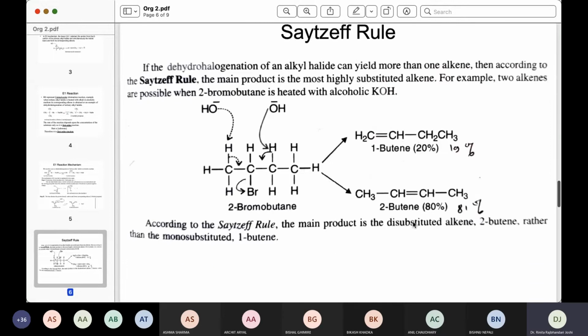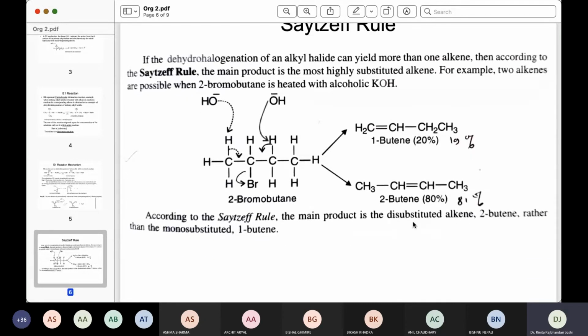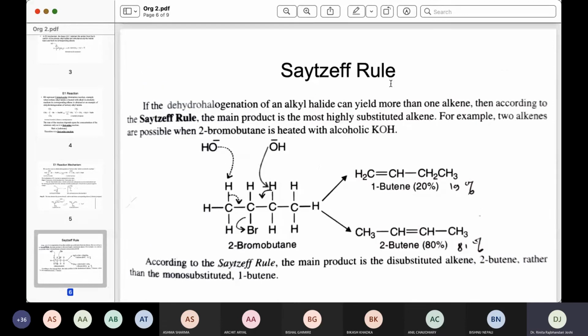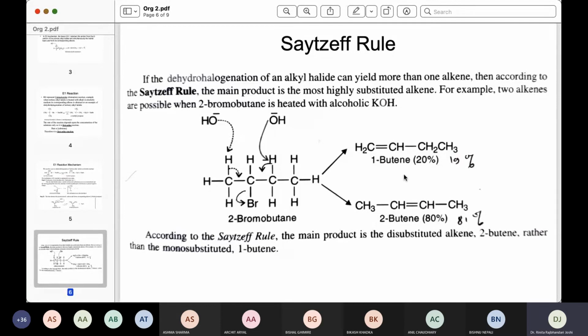So what happens when the elimination reaction is done with 2-bromobutane, or if the elimination reaction gives 2 types of alkene, then which alkene is formed in greater amount, or are they formed in equal amount? And this answer is given by Zaitsev rule. Zaitsev rule भन्छ, if the elimination reaction forms different type of alkene, then the highly substituted alkene is formed in higher amount. A greater amount is formed, that is the highly substituted alkene.